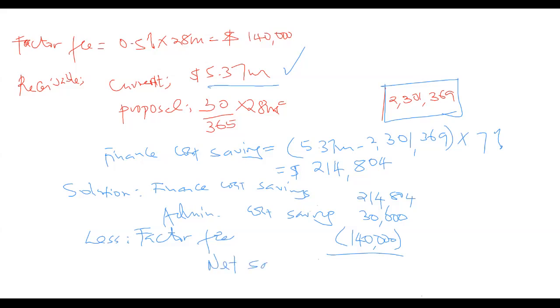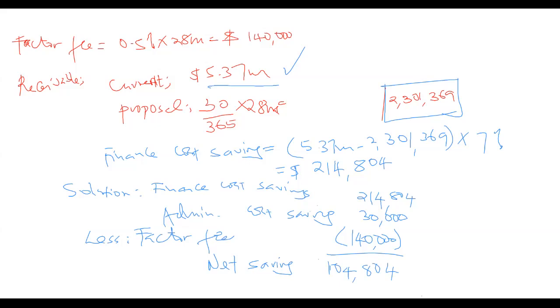Therefore, you have a net saving of how much? 104,804. So we get 104,804 as the company net saving if they were to implement this option. Okay, that's option one.